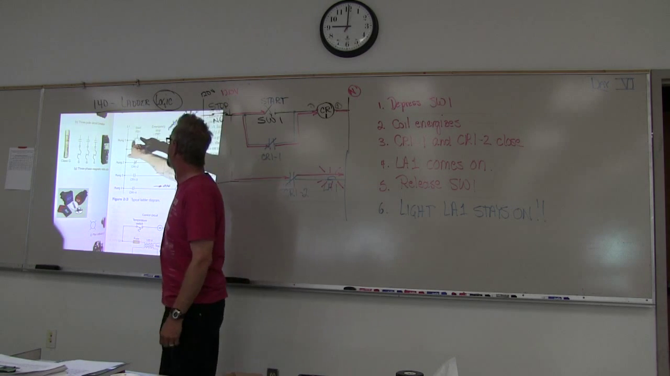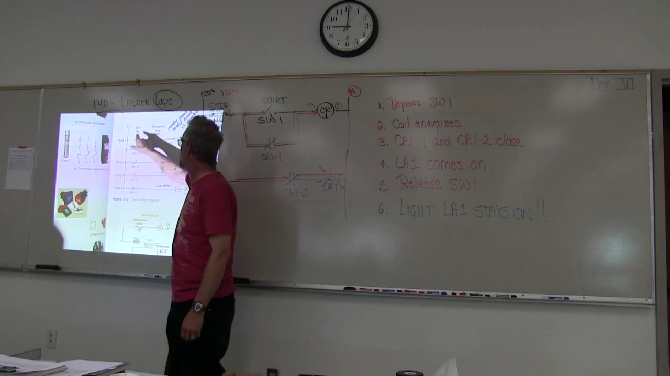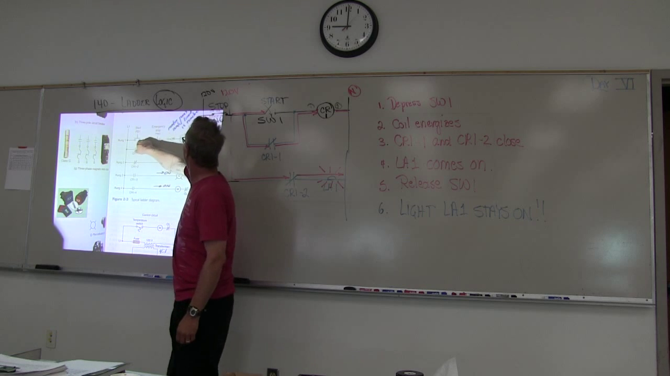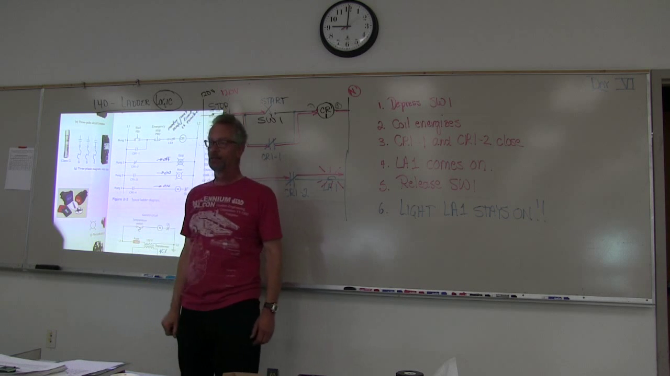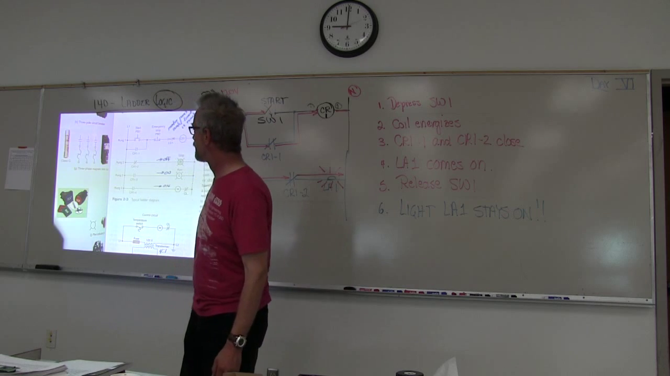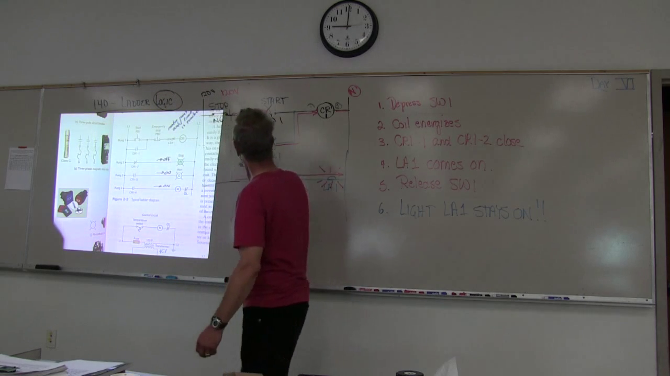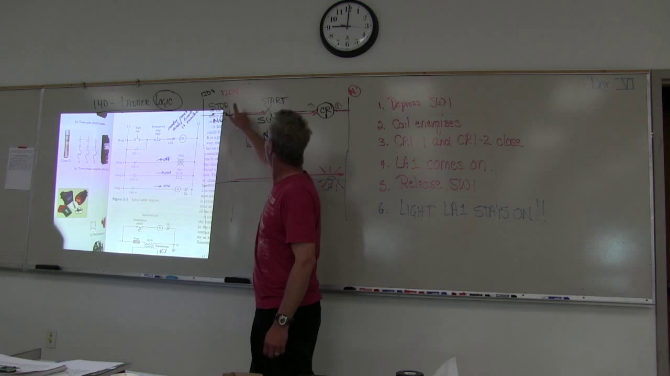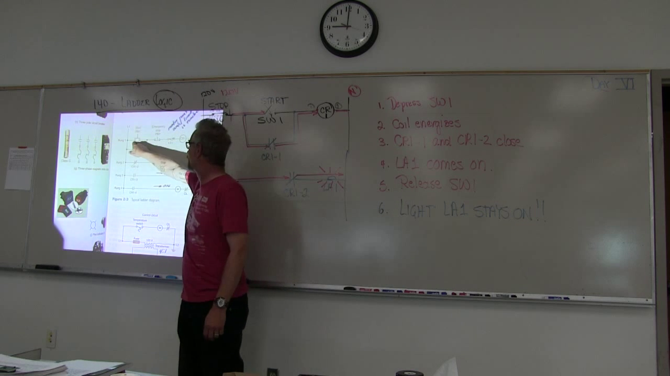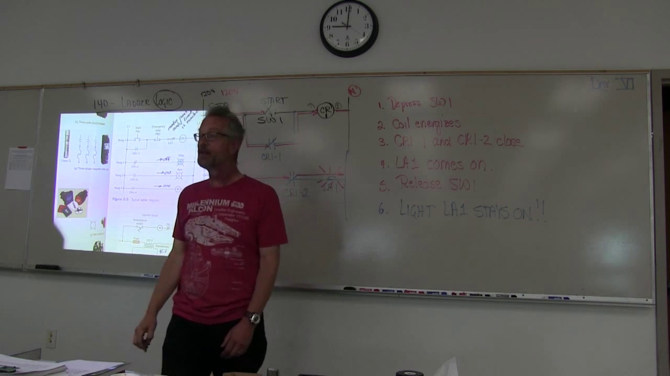In this case, the start circuitry is first. It has to go through the start circuitry before it gets to the stop. So this is what we call a dominant start circuit, as opposed to a dominant stop. And you'll see this in the lab. This example, the stop comes first, then the start. This example, the start comes first, then the stop. See the difference?